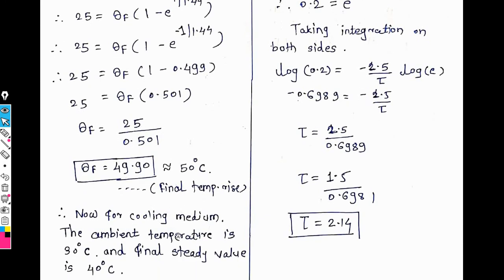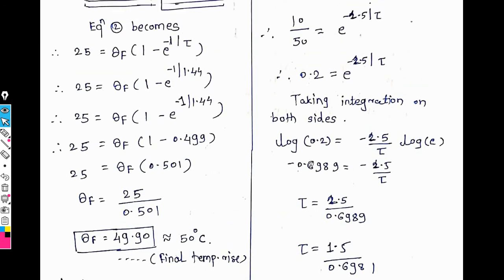Now go to the cooling medium. At that instant, this is the final temperature and this is the ambient temperature, that is the required temperature. Then we calculate the difference between the final temperature and the initial temperature in the cooling medium, and we obtain 10 degrees Celsius.